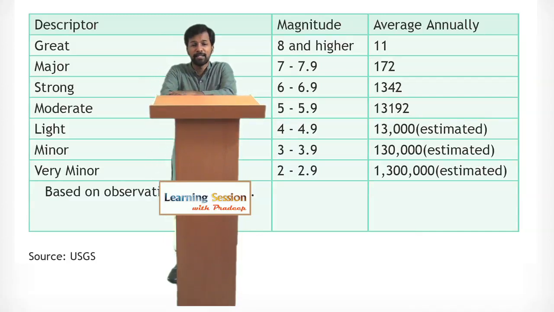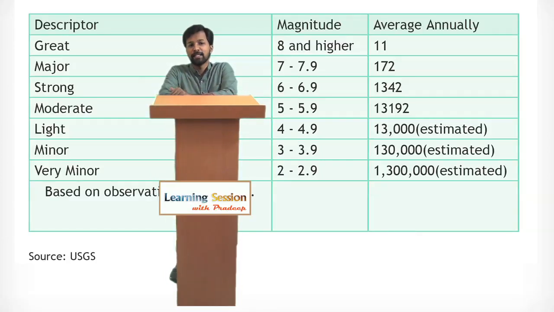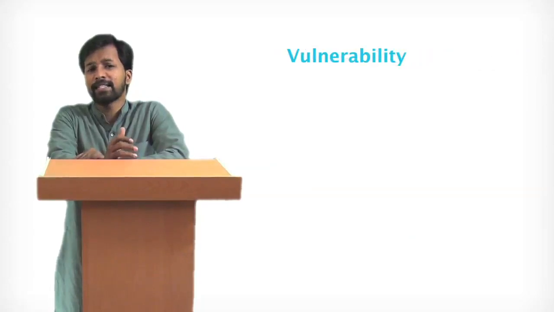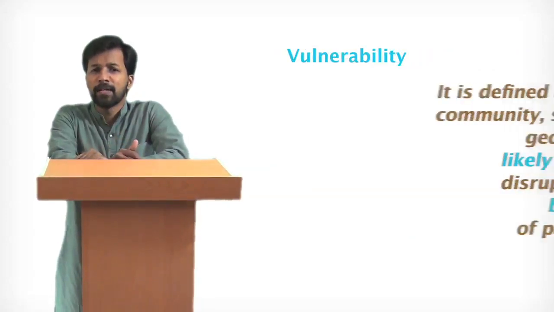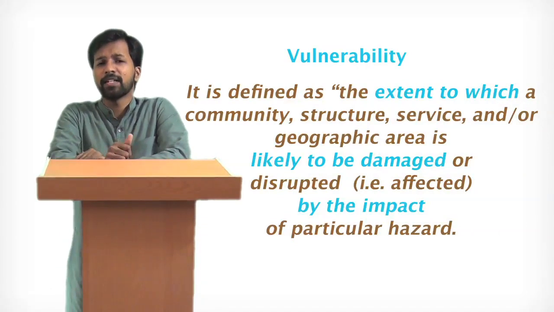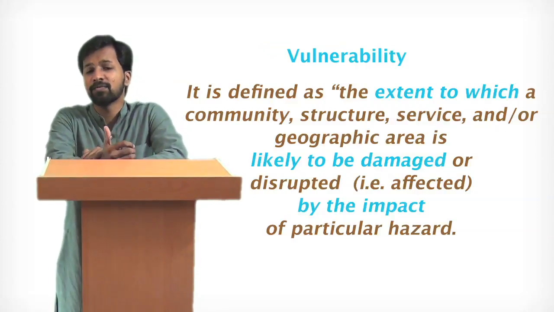As seen in this figure, moderate, minor, light earthquakes are millions in number. Whereas let's look at the top three, which is strong, major and great. Combined together, they are 1,500 in number. Vulnerability is defined as the extent to which a community, structure, service or a geographical area is likely to be damaged or disrupted by the impact of the hazard.